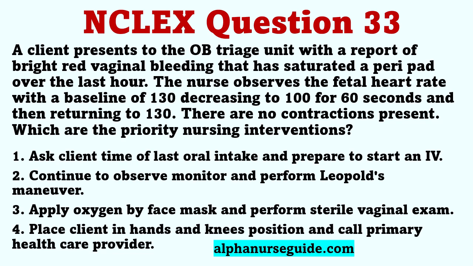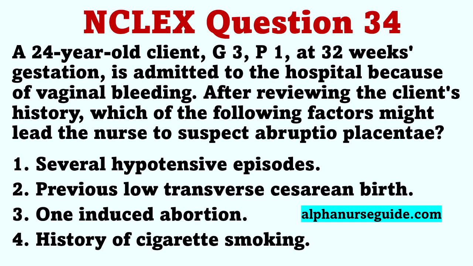fetal heart rate monitor. A 24-year-old client, G3, P1, at 32 weeks gestation, is admitted to the hospital because of vaginal bleeding. After reviewing the client's history, which of the following factors might lead the nurse to suspect abruptio placentae? 1. Several hypotensive episodes. 2. Previous low transverse cesarean birth. 3. One induced abortion. 4. History of cigarette smoking.